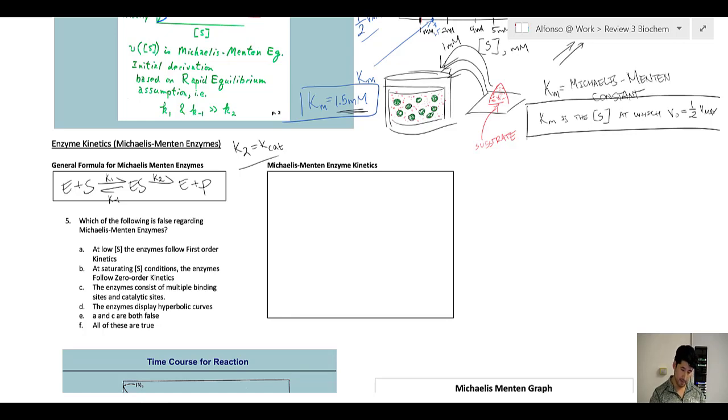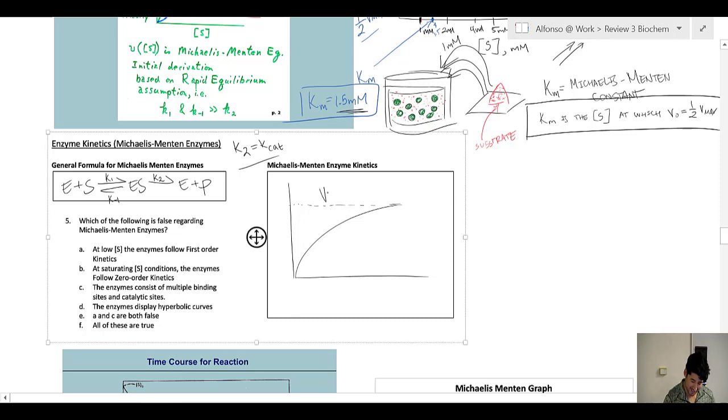And this is going to be very important as we go on through the unit. So for this part right here, the Michaelis-Menten enzyme kinetics, let's just draw another graph. That's a Michaelis-Menten graph. The top part is called what? This upper limit, what do you call it? That is correct. Vmax. You guys are so smart.